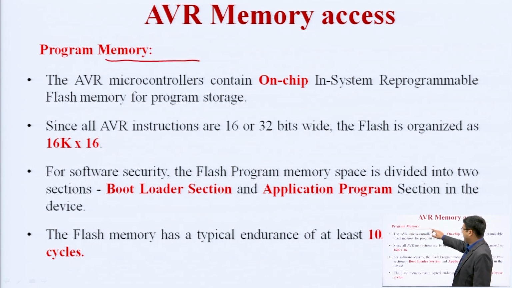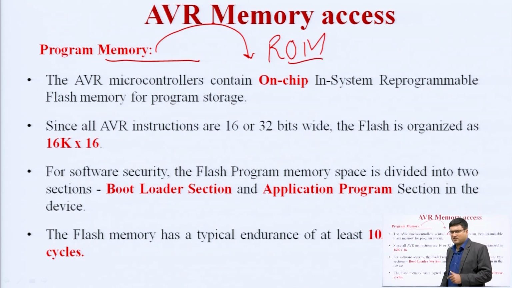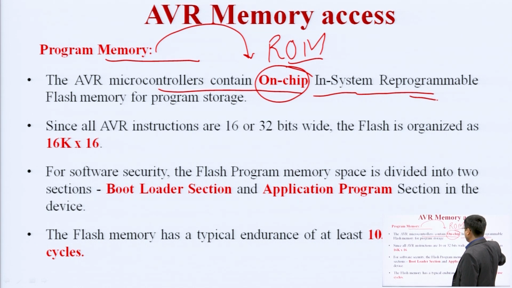First one is the program memory. Program memory is basically a ROM, read only memory. The program is fixed, it is independent of the power supply. The AVR microcontrollers contain on chip memory. It has an on chip in system programmable flash memory for program storage.